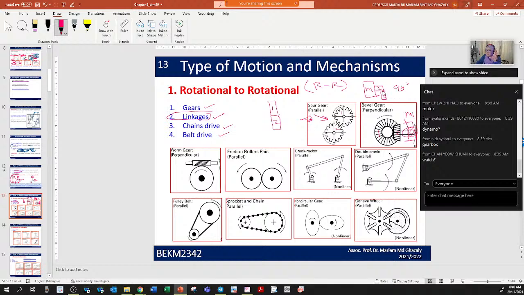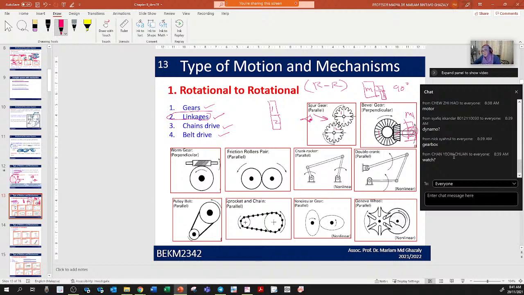So it's converting, changing the direction of the motion. Changing direction of motion means that you don't want the motion to be like this. Converting here to here. No, you want to rotate here. You want to convert it this way.